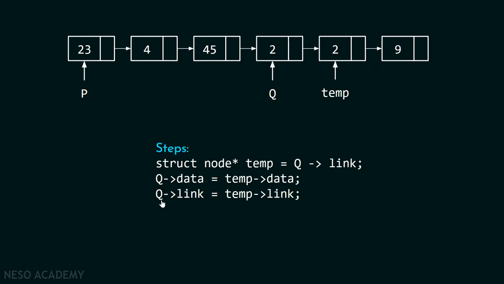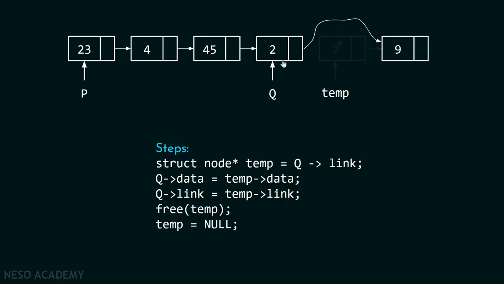We can do this by putting this line of code, that is q link equal to temp link. And this is how it looks like. After this, we can free this particular node. Doesn't it look like we have deleted this particular node? This algorithm will take constant amount of time no matter what.